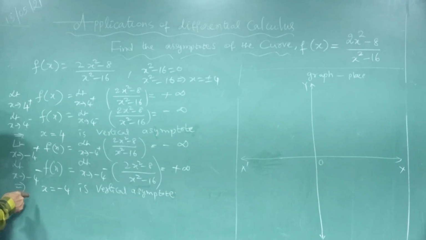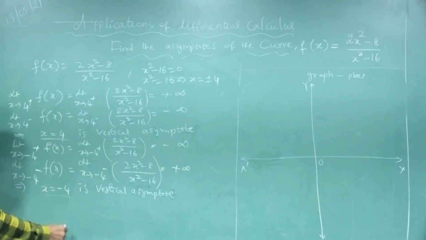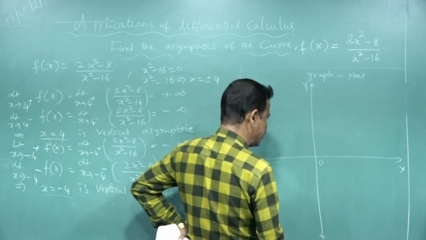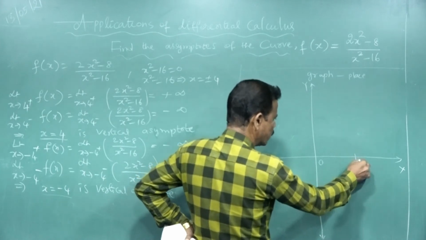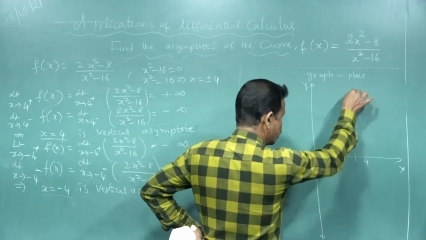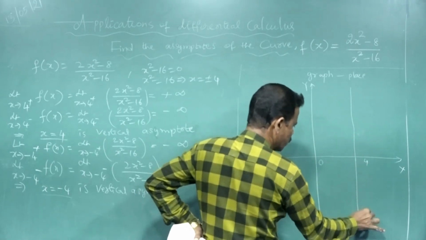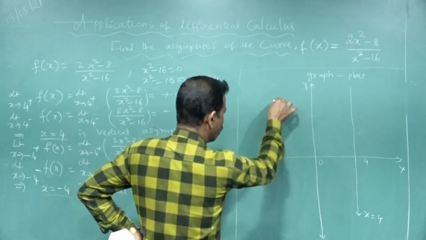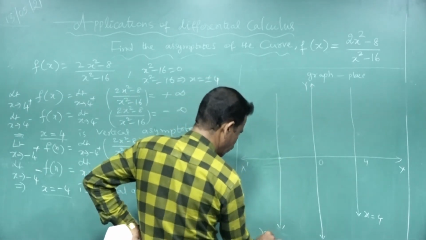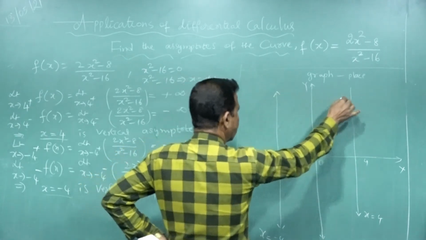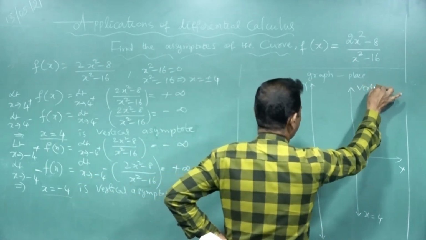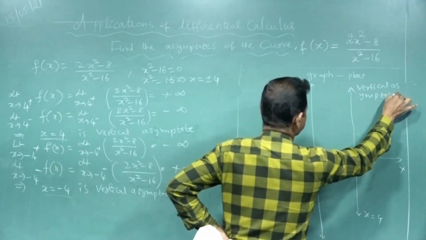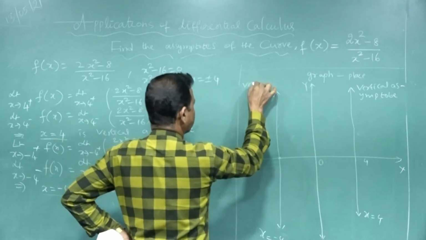So how many asymptotes are here? Two: at x = 4 and at x = minus 4. Coming to the graph, this is the y-axis, this is the x-axis. x = 4 is somewhere here, this is the line x = 4. And x = minus 4 also, at minus 4 means this value. These are the vertical asymptotes.